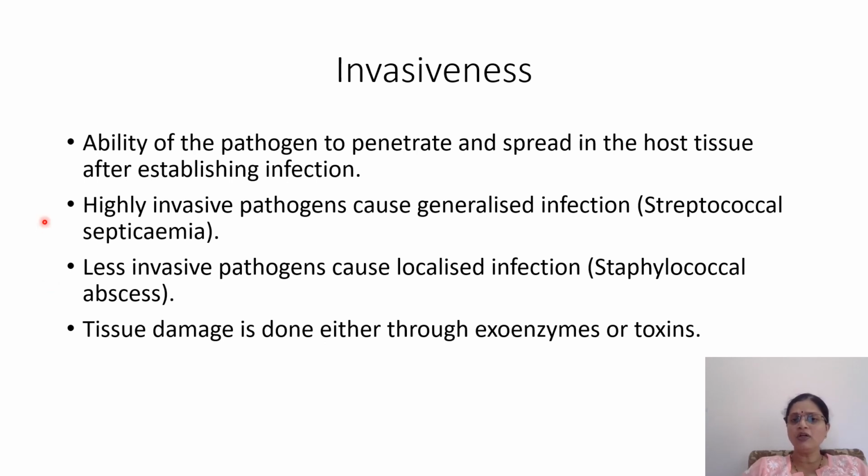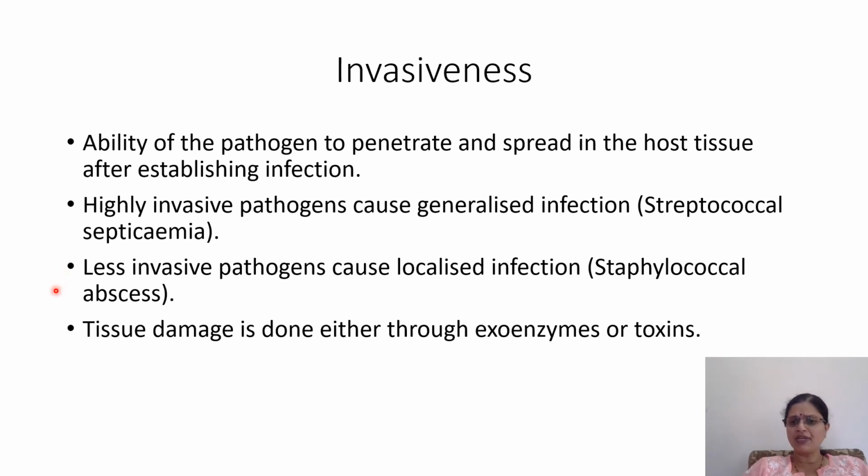Whereas if we talk about highly invasive pathogens, they will spread throughout the body very effectively. So they are going to cause damage in many parts of the body, which will result in generalized infection. For example, streptococcal septicemia. Here the organism is going to enter the blood, and through that circulation it can reach different parts of the body. So you will start seeing symptoms in many parts. That is when we call it a generalized infection.